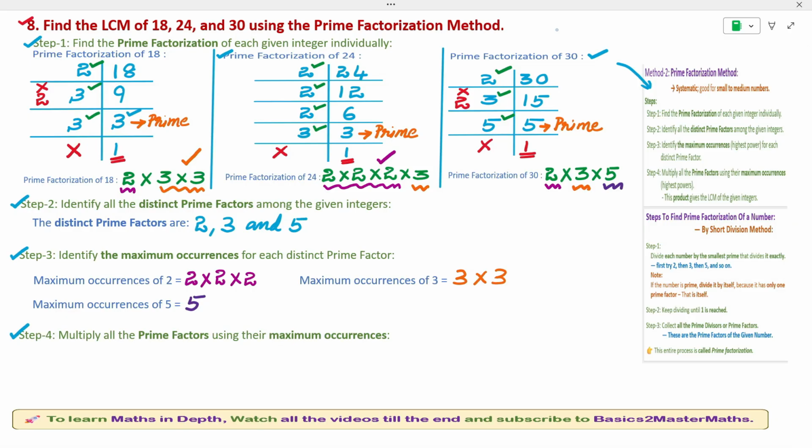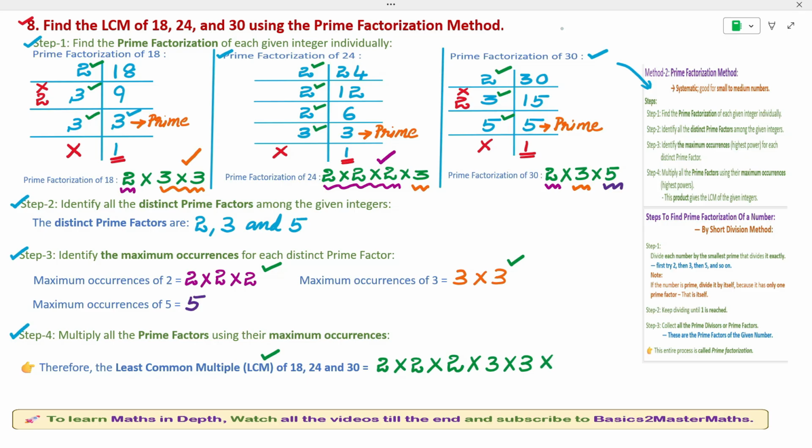Step 4. Multiply all the prime factors using their maximum occurrences. Therefore, LCM of 18, 24 and 30 is 2 multiplied by 2 multiplied by 2 multiplied by 3 multiplied by 3 multiplied by 5 gives you 360. Got it?